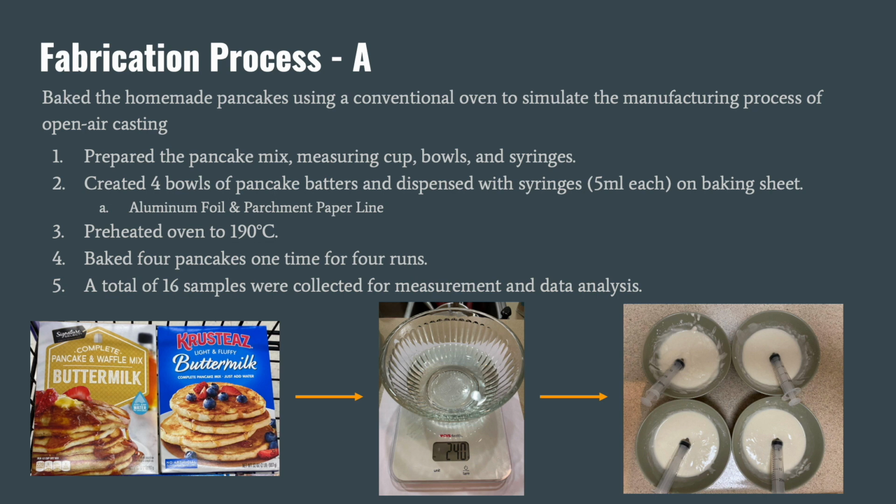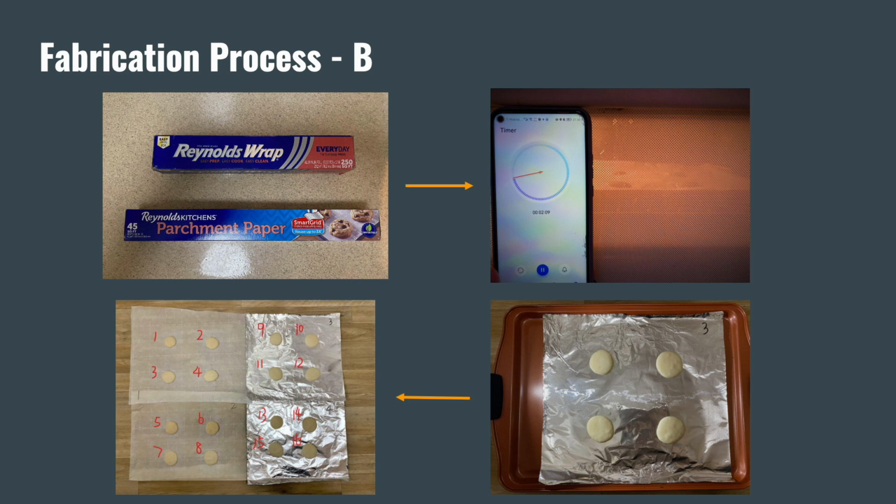Bake the homemade pancakes using a conventional oven to simulate the manufacturing process of open-air coating. Prepare the pancake mix, measuring cup, bowls, and syringes. We created 4 individual bowls of different pancake batters using a kitchen scale to control the flour-water ratio with the pancake mix. Then, apply the syringes to pull and push the batter, 5 ml each, on different baking papers. Preheat the oven to 180 Celsius constantly and bake 4 pancakes at one time, a total of 4 rounds. Finally, a total of 16 samples were collected for measurement and analysis.